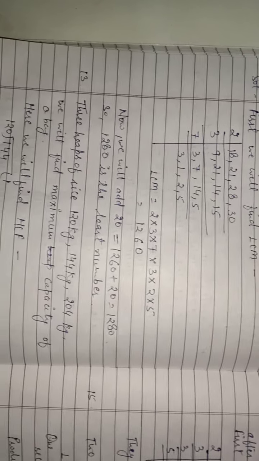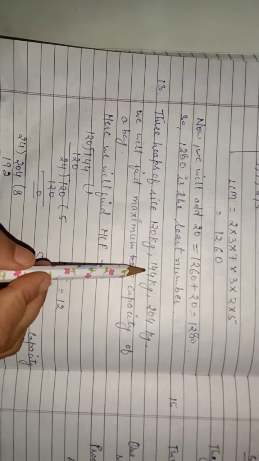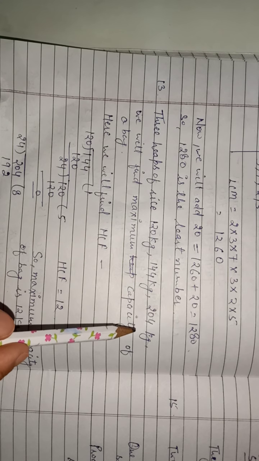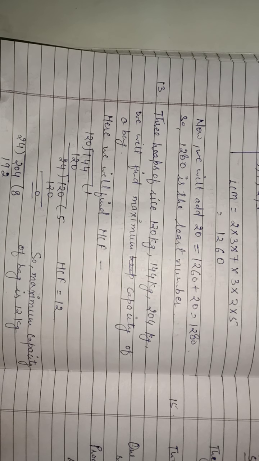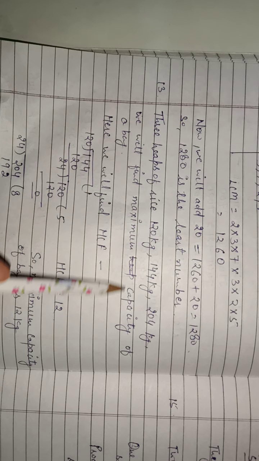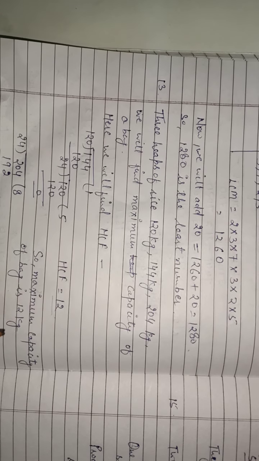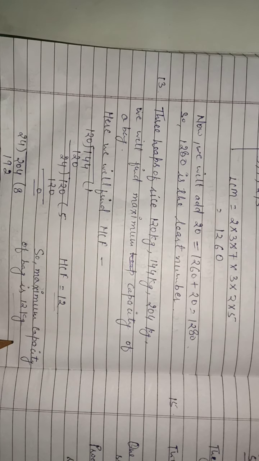Now the next question. We have 3 heaps of rice, that is 120 kg, 144 kg and 204 kg. So here we will find the HCF, because we have to find the maximum capacity of a bag which can measure the capacity of all 3 heaps properly. So when we find the HCF we get 12. That means the maximum capacity of the bag should be 12 kg.